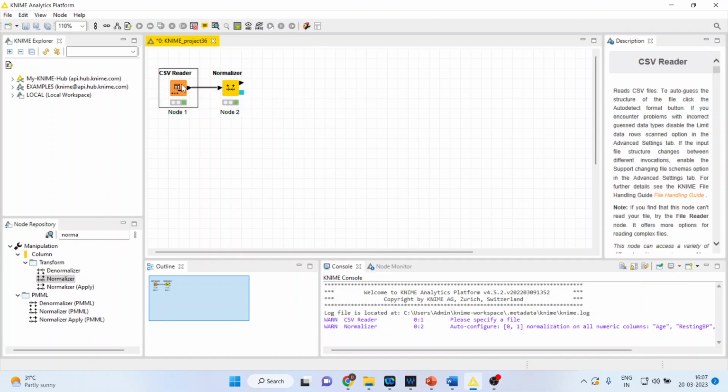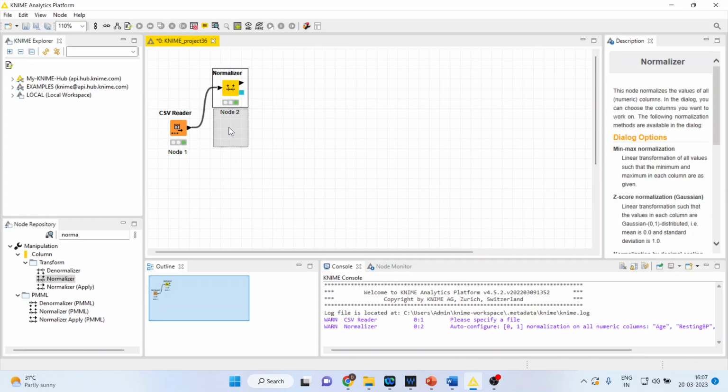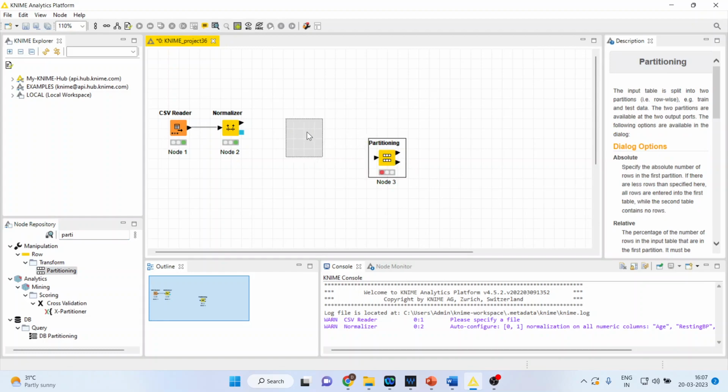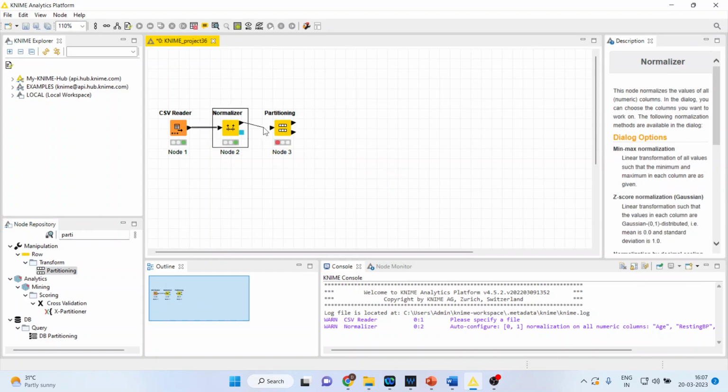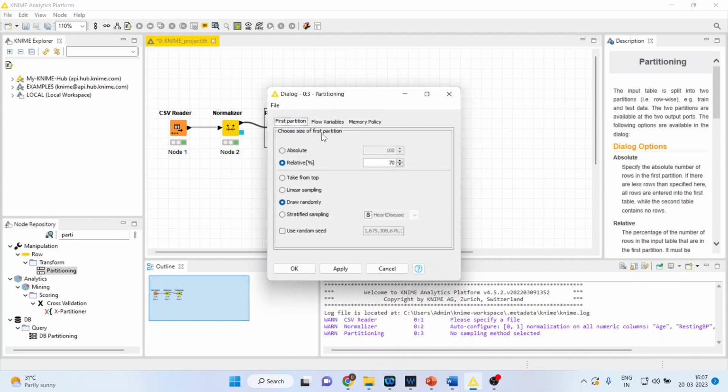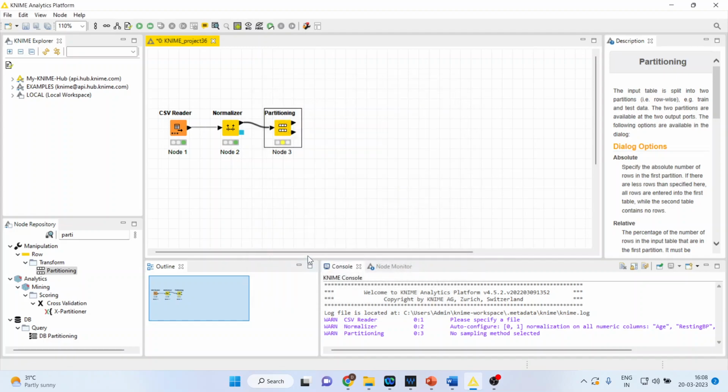Now this data, we want to divide it into training and testing dataset. Therefore I'll activate partitioning from here. Double click on it. Connect the node, right click on it and configure. Activate 80% from here. It means that 80% of the dataset will be used for training purpose and 20% will be used for testing. Activate draw randomly from here, click OK. Right click on it and execute.